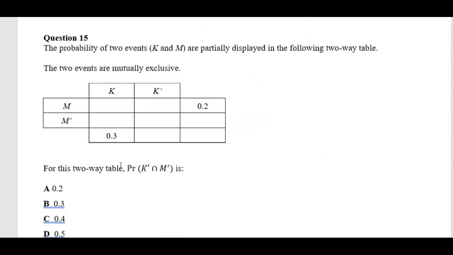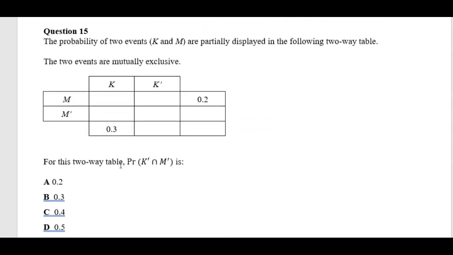And last multiple choice question. The probability of two events, K and M, are partially displayed in the following two-way table. The two events are mutually exclusive, and we've got to find the probability of not K and not M. So we want the value that goes in here. Now, the trick with this question is I've only given you two probabilities, but I know that all the probabilities have to add up to 1, so I put 1 there. And they've also told me that they're mutually exclusive, so that means that has to be 0.